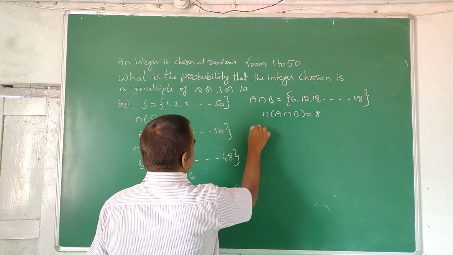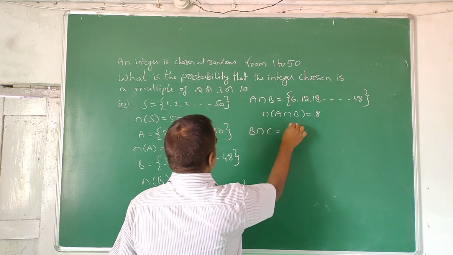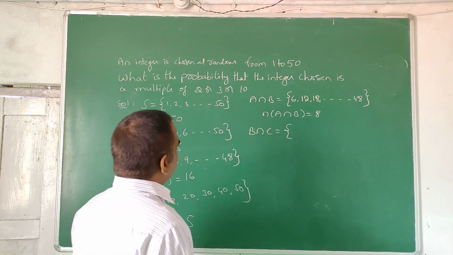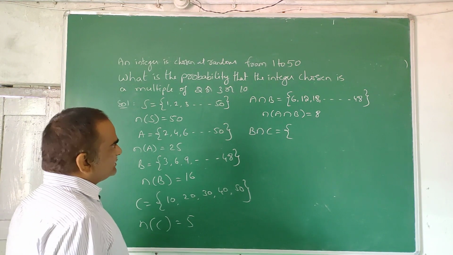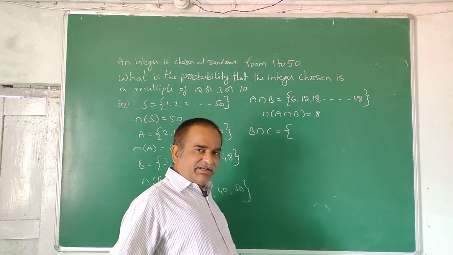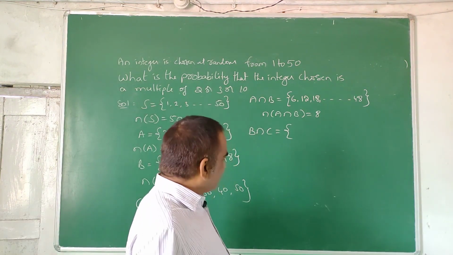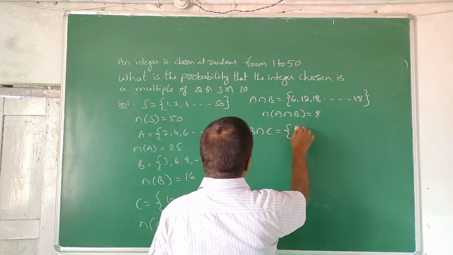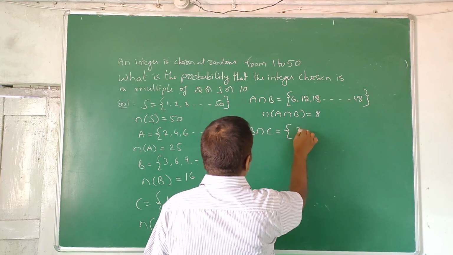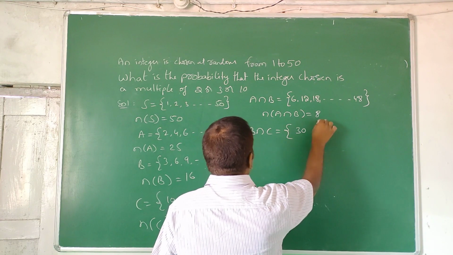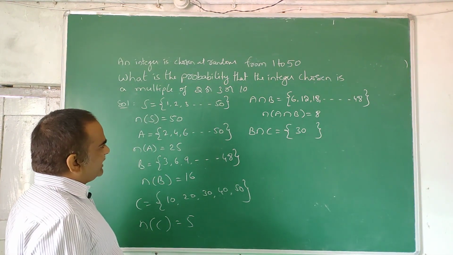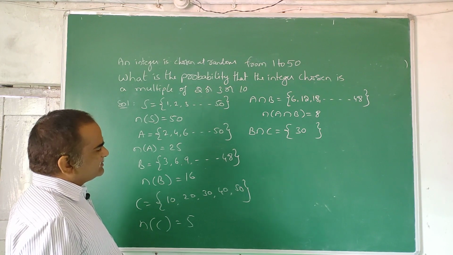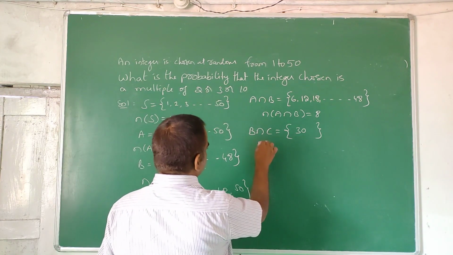Now B intersection C. So it is a multiple of 3 and as well it is a multiple of 10. So it is nothing but a multiple of 30. So 30 is the only number you get which is both multiple of 3 and 10. Right? So n(B intersection C) is 1.